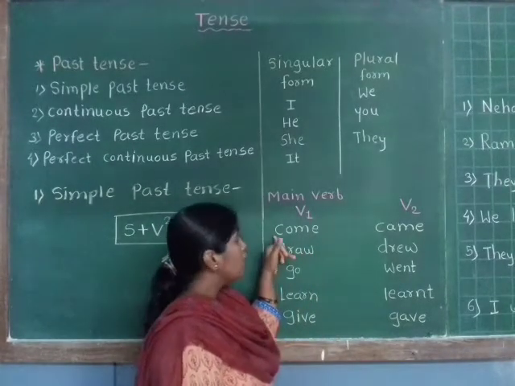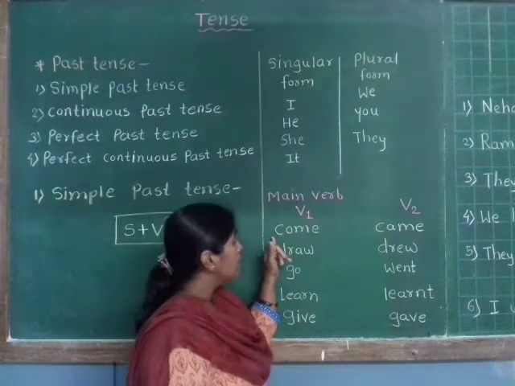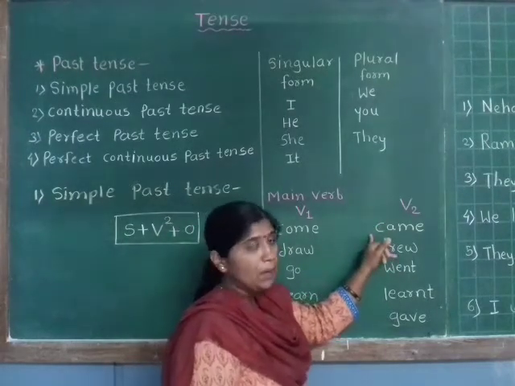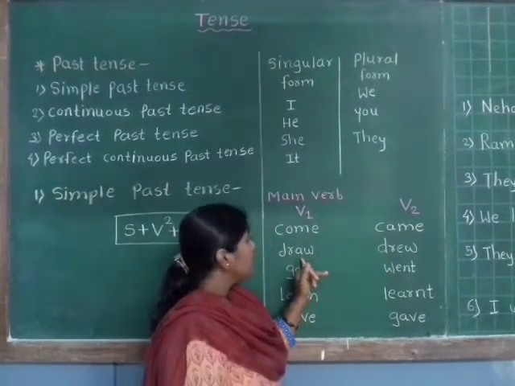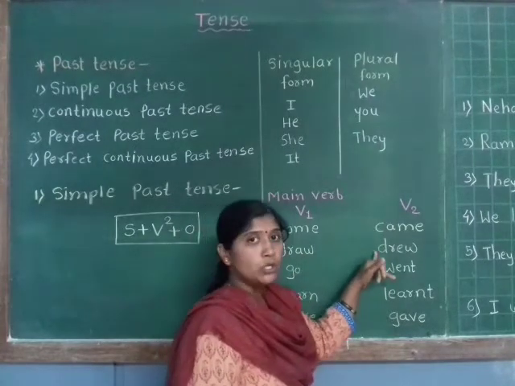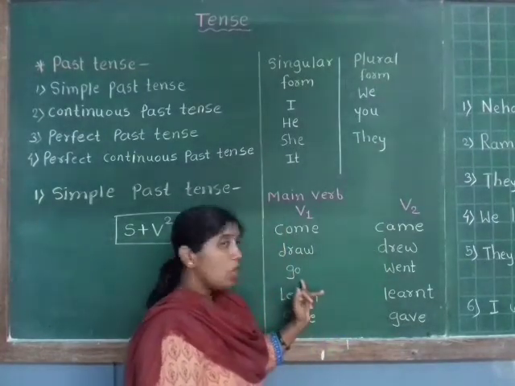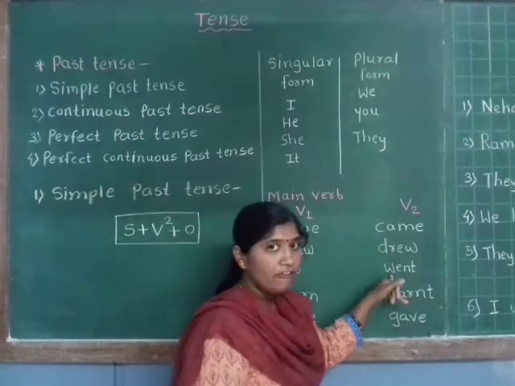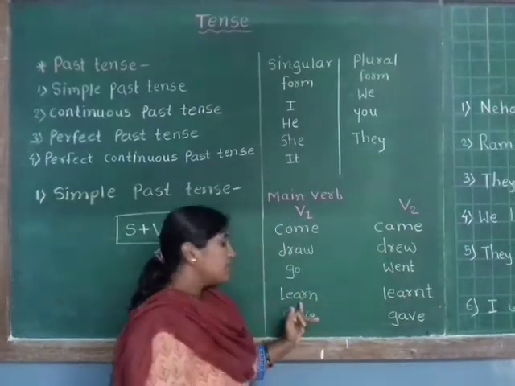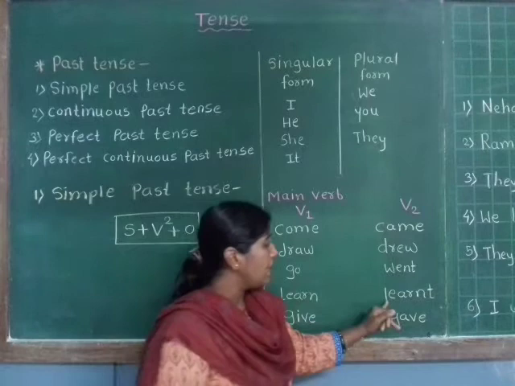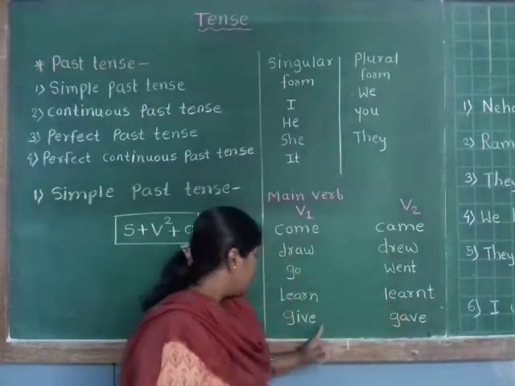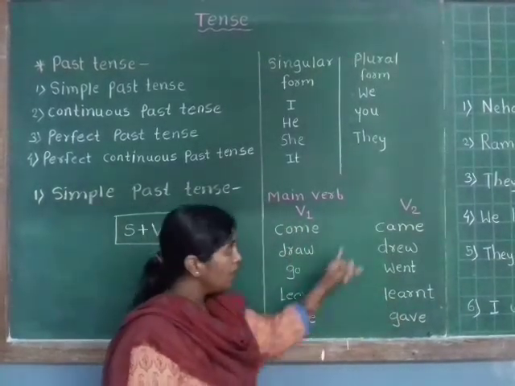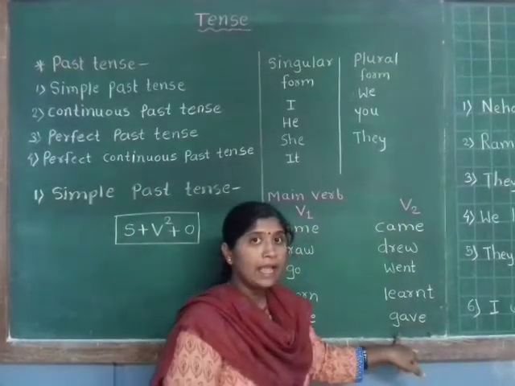Main verb is come, means in V1 come, in V2 came. In V1 draw, in V2 drew. In V1 go, in V2 went. Main verb is learn and V2 is learned. Main verb give, in V2 form gave.